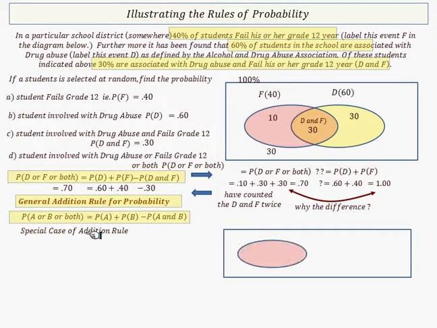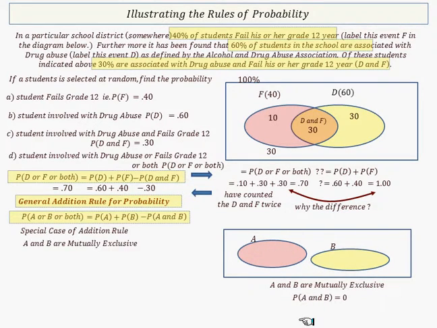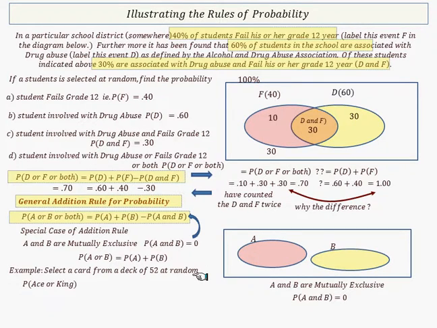A special case occurs when A and B are mutually exclusive. Both can't happen. If one happens, it excludes the other, called mutually exclusive. In that case, probability of A and B is 0, and that means that this expression reduces to what you see on the screen here. A simple example: if you select a card from a deck of 52 at random, probability of ace or king is simply the sum of the probability of ace plus probability of king, because ace and king are mutually exclusive events.